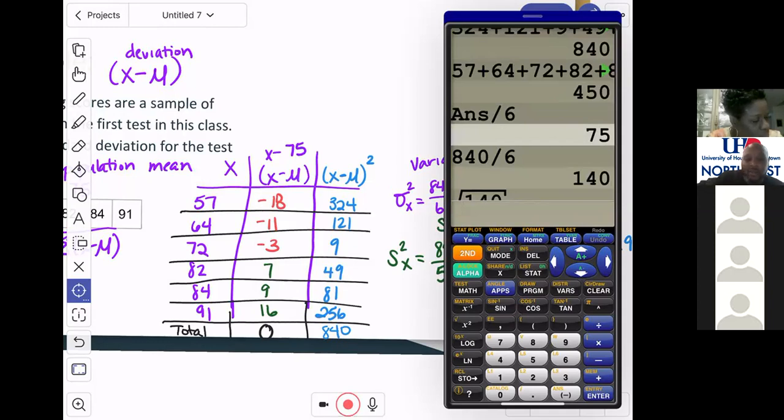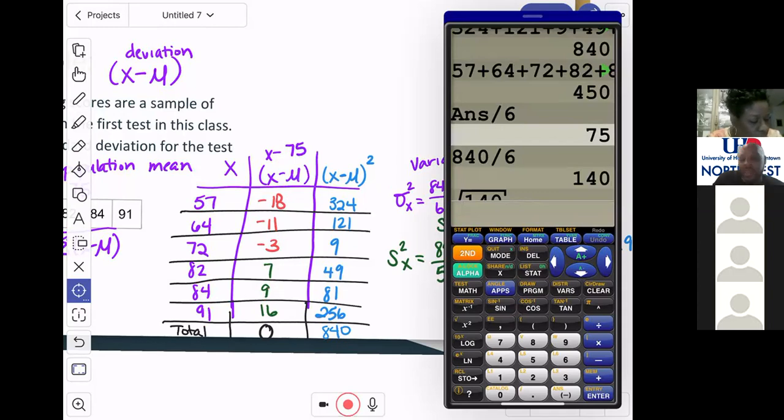Once you have a mean, you take each one of these x values and subtract it from that mean. I'm going to do 57 minus 75. I get negative 18. If the x is smaller than the mean, you should get a negative number, which these 3 x values are all smaller than 75. That's why they got negative numbers. If x is bigger than the mean, you should get a positive number. These 3 x values are all bigger. That's why you got a positive number, right?